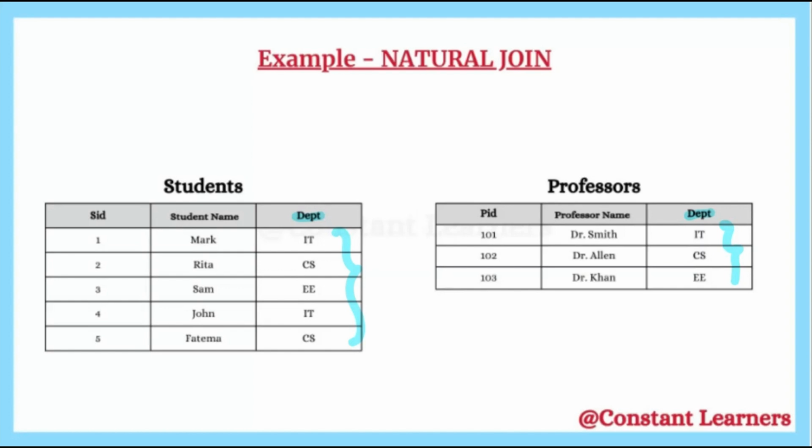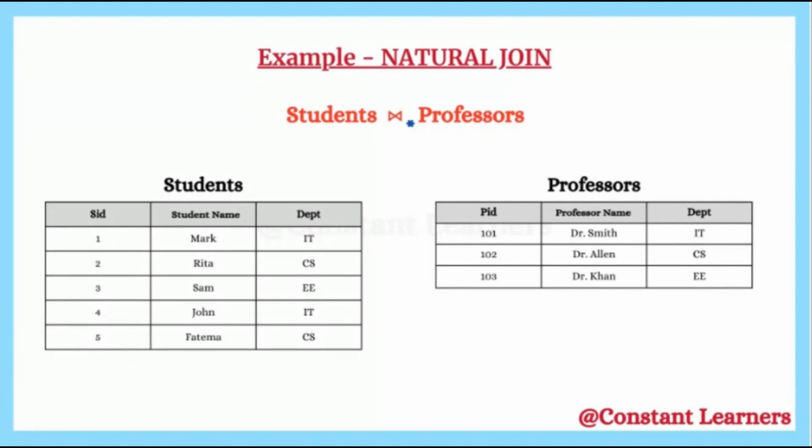Now, a natural join will automatically match rows where the department column is same in both the tables. That means Mark IT will be joined with Dr. Smith IT. John IT will be joined with Dr. Smith IT. Then we have Rita CS and Fatima CS who will be joined with Dr. Allen CS. And Sam EE will be joined with Dr. Khan EE. So it is understandable wherever the columns have same data, that is equal data, only then they'll be included in the output.